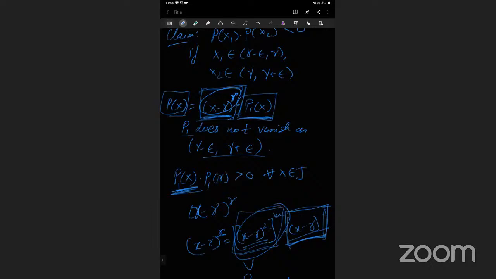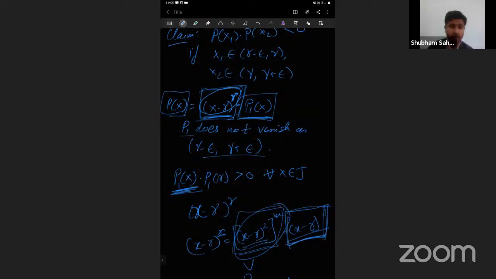Sir, if P(x) does not have any non-real root, then one of A and B has to be 0. That's fine. But we need to ensure that A and B must be non-zero polynomials. No, that's not part of the problem statement. The problem statement is that A and B are just supposed to be polynomials with real coefficients. They might be 0, they might not be 0.